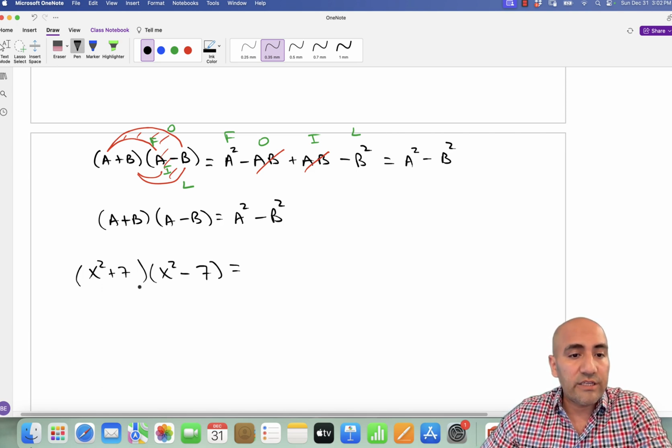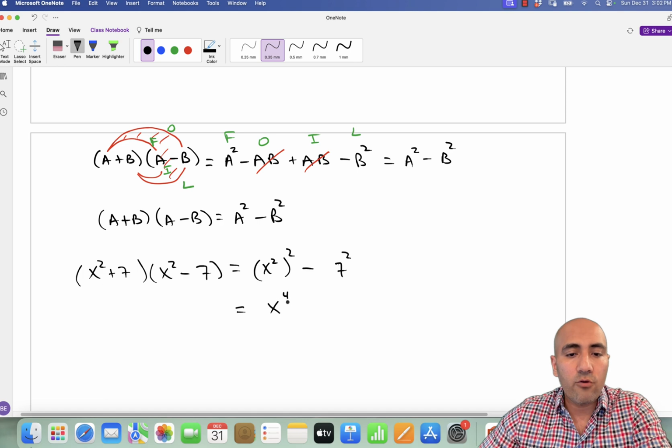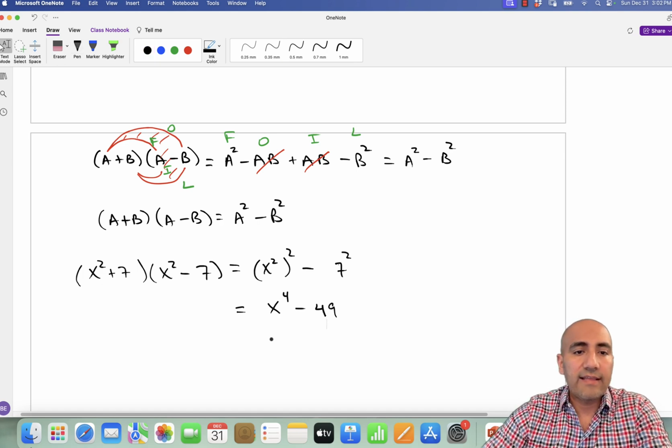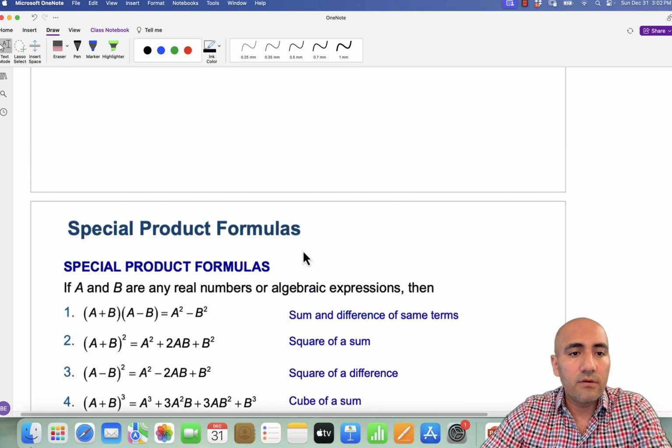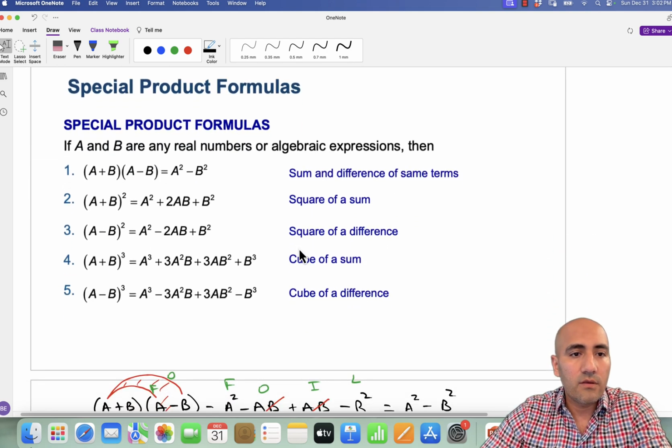This fits this particular pattern, so I know my answer is going to be x squared squared minus 7 squared. Good. So in this case, I know the answer is just going to be x to the 4th power minus 49. Good. And so that's where that first one comes from. The a plus b times a minus b simplifies to a squared minus b squared. All right, let's take a look at the second one.